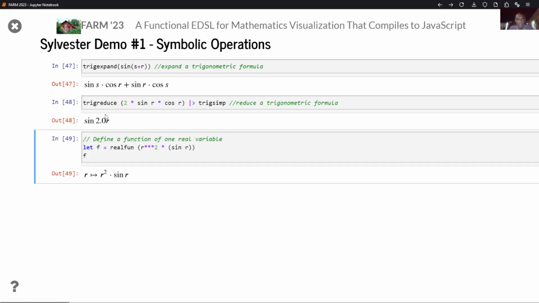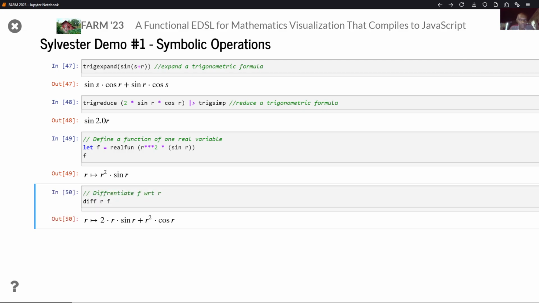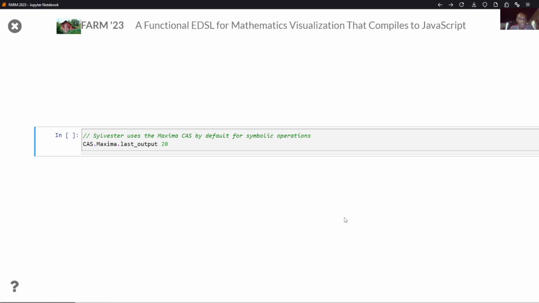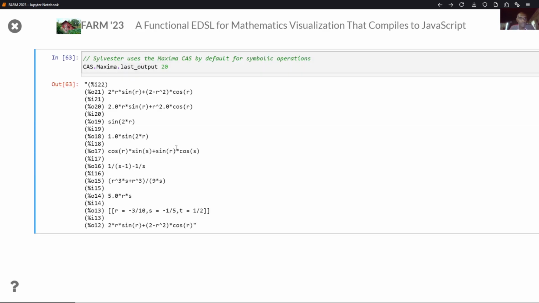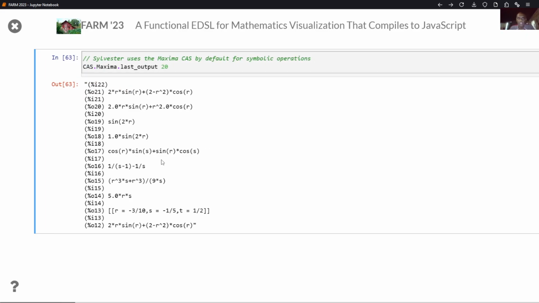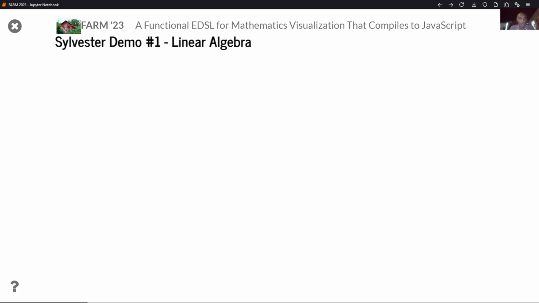Now, here we're defining a function of one real variable, and we can do the typical operations. We can differentiate and integrate that particular function. Sylvester uses Maxima by default for its symbolic operations, so we can just look at the output of Maxima. As we're going through the demo, Maxima is going to be processing these symbolic operations. So what we're doing is providing a functional language interface over Maxima. Basically, instead of using the Maxima native language, we can use an F# DSL to do symbolic operations.